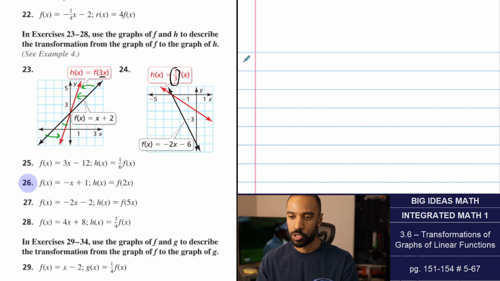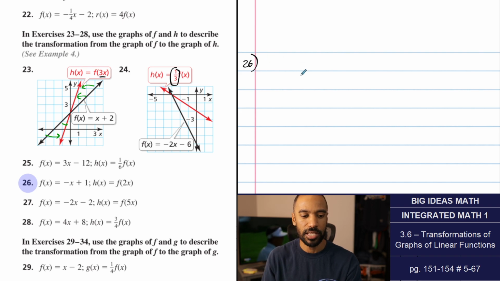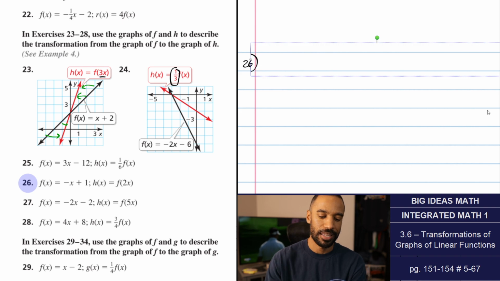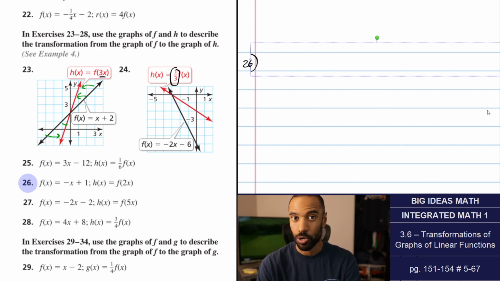Maybe I should just type this one out just to have another one locked and loaded. So number 26, f of 2x, that one again is inside your function. 2 is more than 1 inside your function, that means we're going to shrink it horizontally.